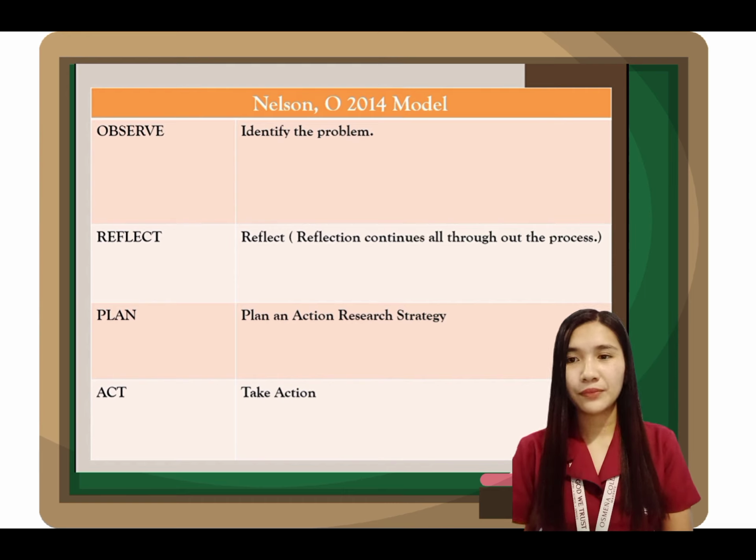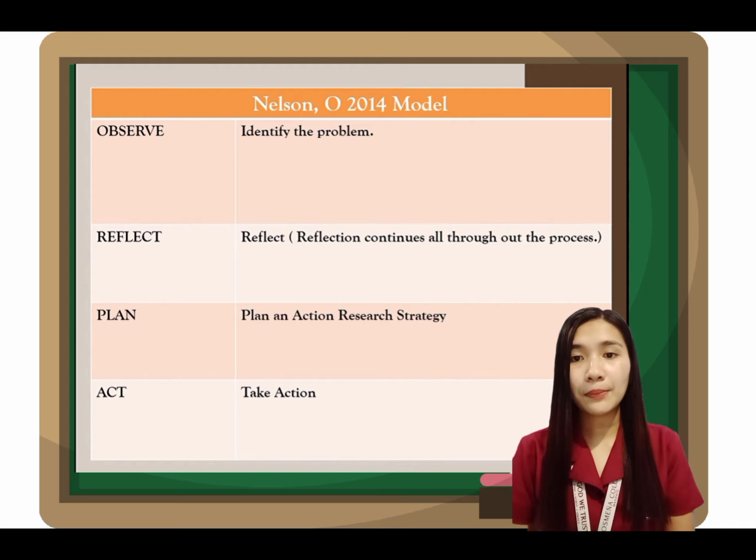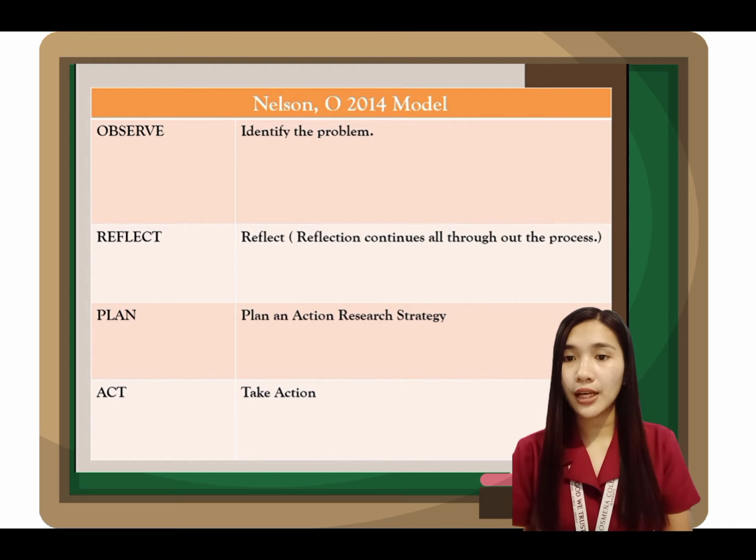Next is plan. So plan is an action research strategy, and it answers the following questions such as, number 1, what type of action research will I use? Is it qualitative or quantitative? Second, how will I describe my innovation, my intervention, and strategy? Third, is my plan doable within the given period of time?